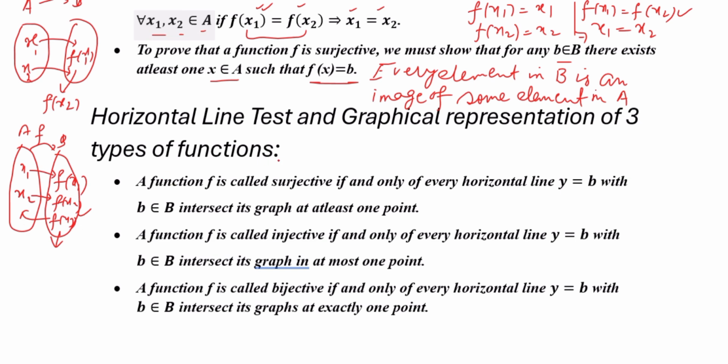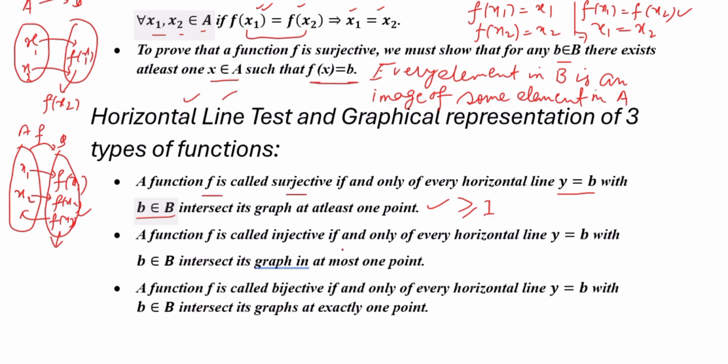So next we discuss the graphical criteria to represent three types of functions. This graphical criteria depends on the horizontal line test. To check whether a function is a surjective function or injective function or bijective function, we use the horizontal line test. A function f is called surjective if and only if every horizontal line y equals b, with b belonging to B, intersects its graph at least one point. At least one point means every horizontal line cuts the graph, one or more than one, greater than or equal to 1.